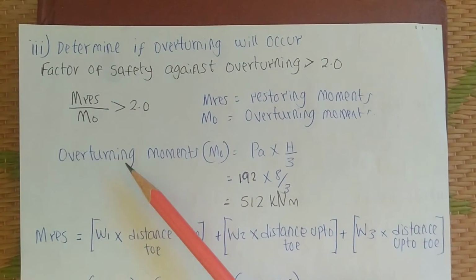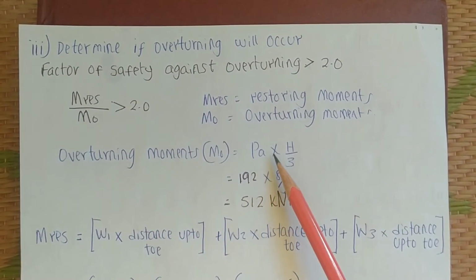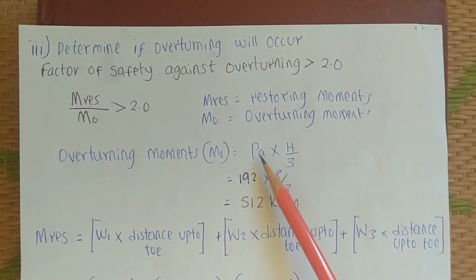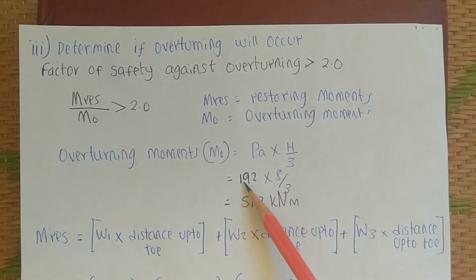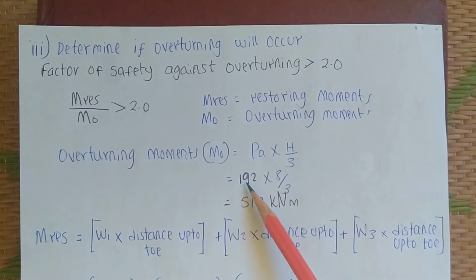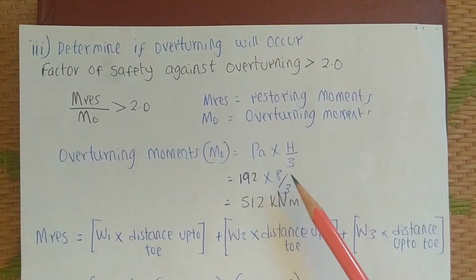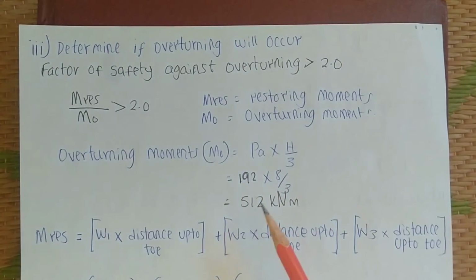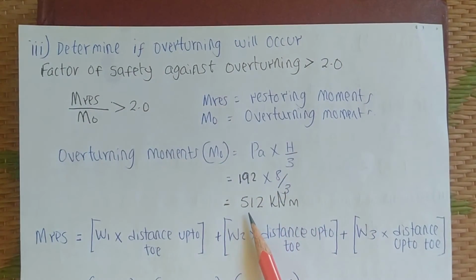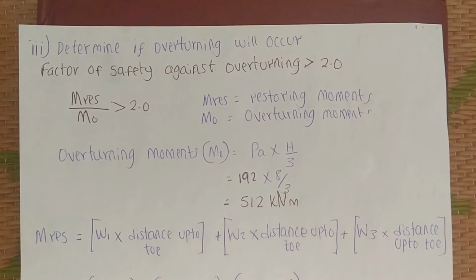So our overturning moment is equal to PA multiplied by H all over 3. So our PA we are having as 192 times H, this is the height from the base, which is 8 all over 3. Our overturning moment will be 521 kilonewtons per meter.